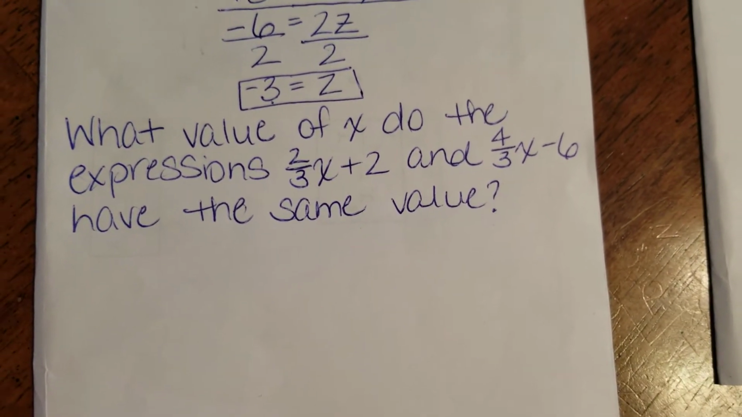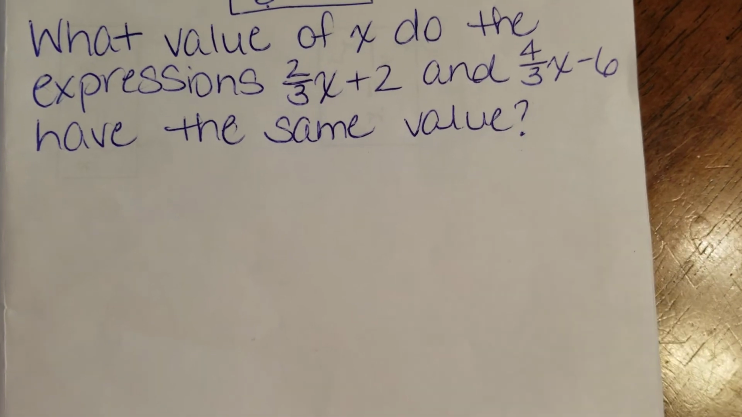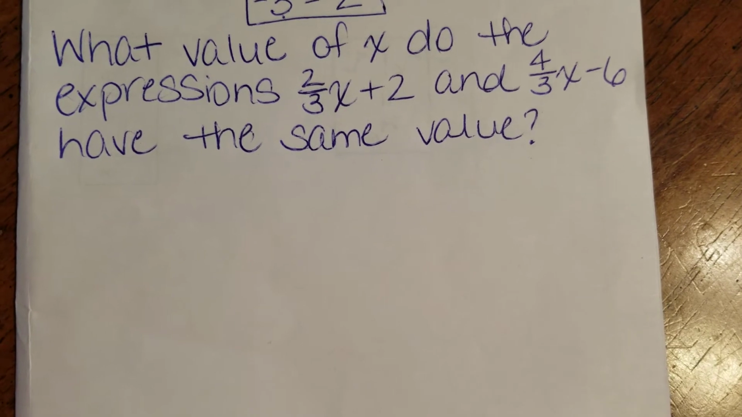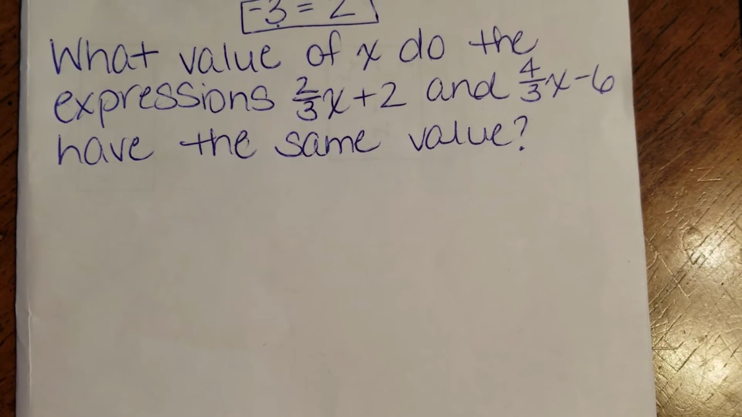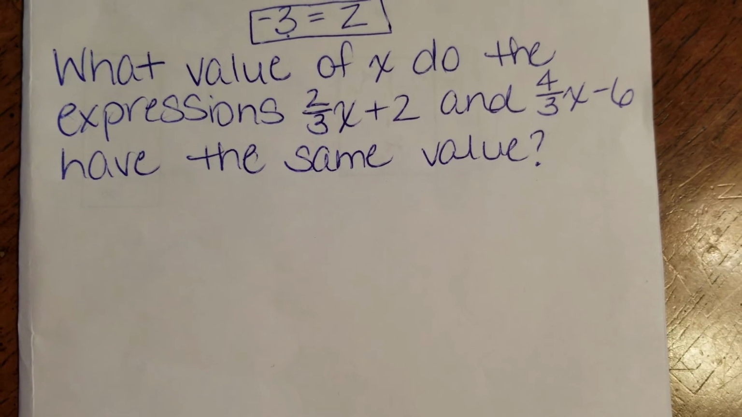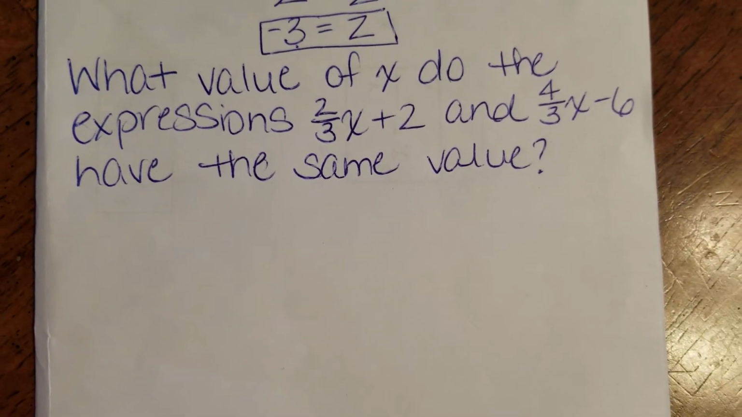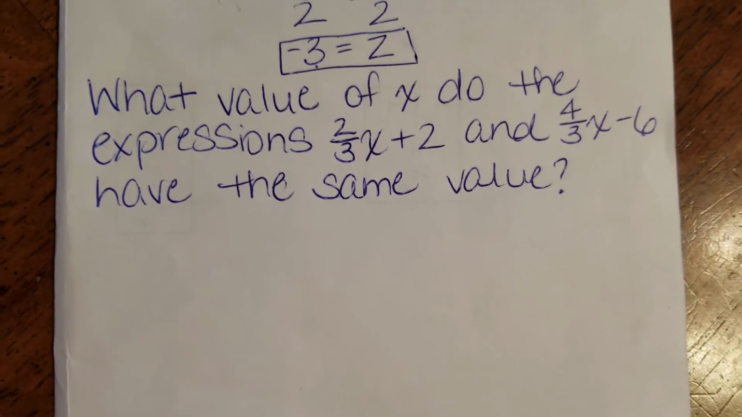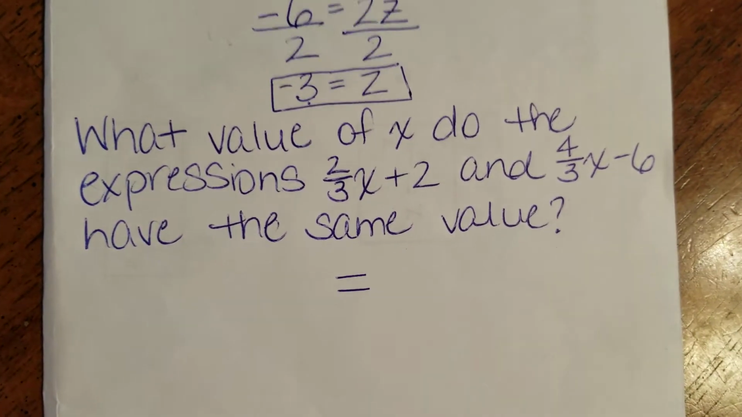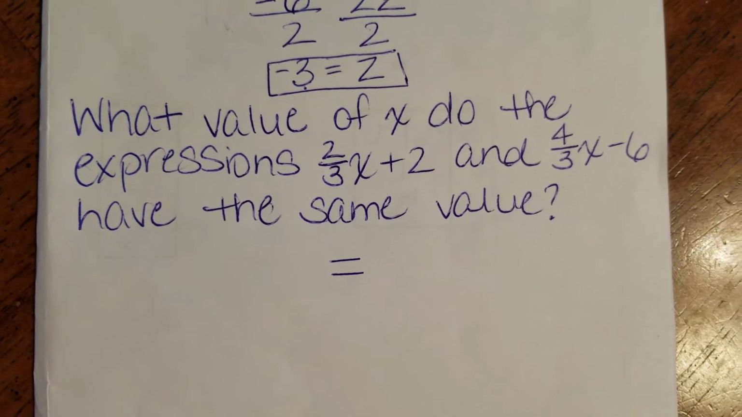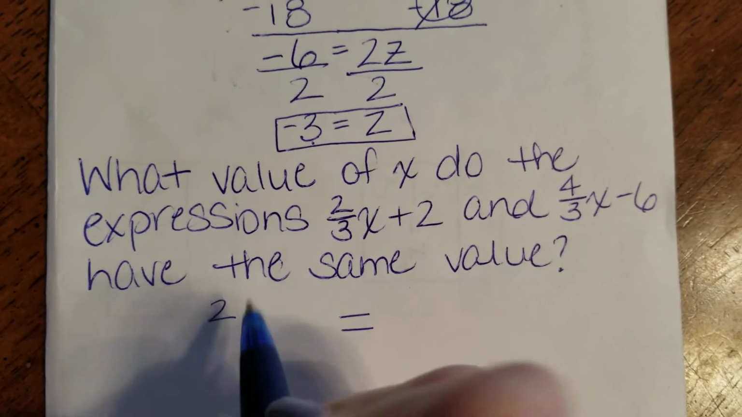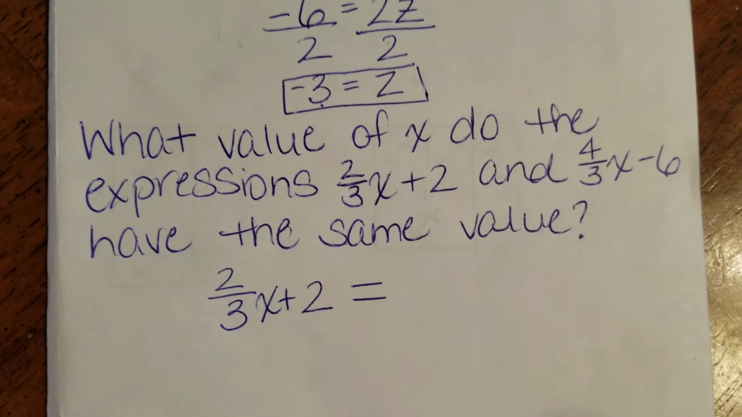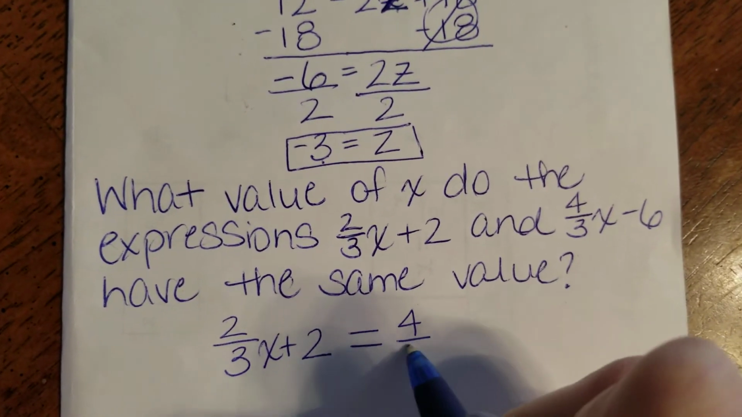Let's look at a word problem. This says, for what value of x do the expressions 2/3 of x plus 2 and 4/3 of x minus 6 have the same value? So in other words, we want to know, when is x going to be the same for those two expressions? Another word in math for the same is equal, right? So let's go ahead and make them equal to one another by creating an equation.